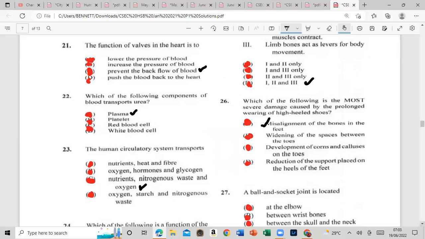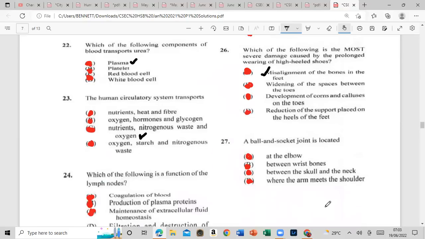A ball and socket joint is located A, at the elbow, B, between the wrist, C, between the skull and the neck, D, where the arm meets the shoulder, and that is D. Everyone should know that, all right?